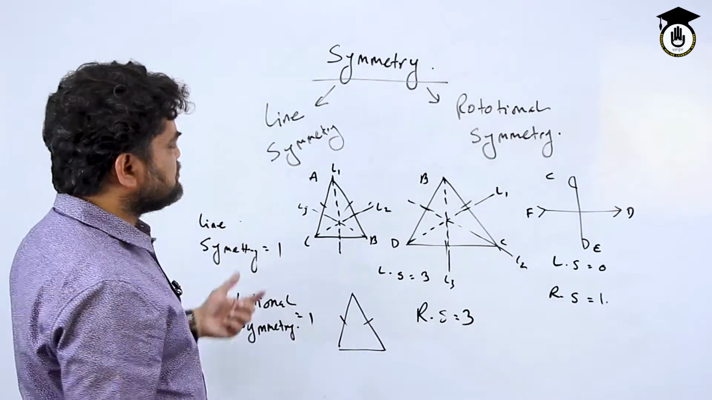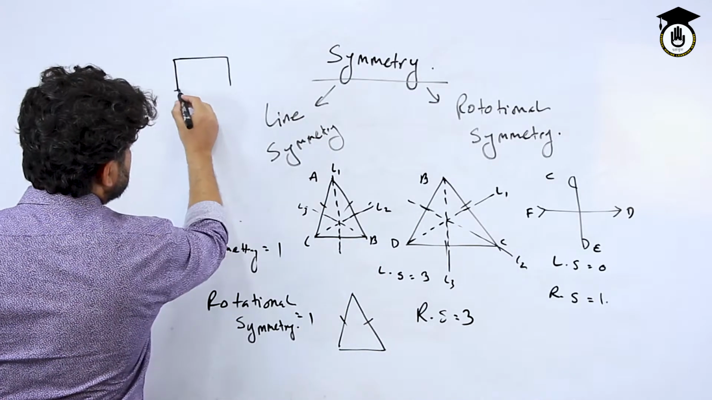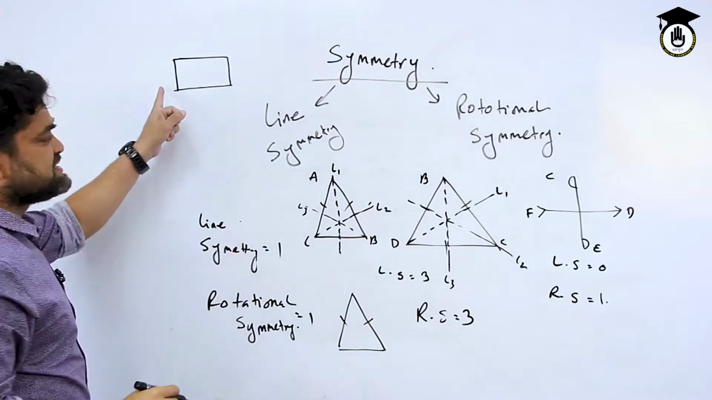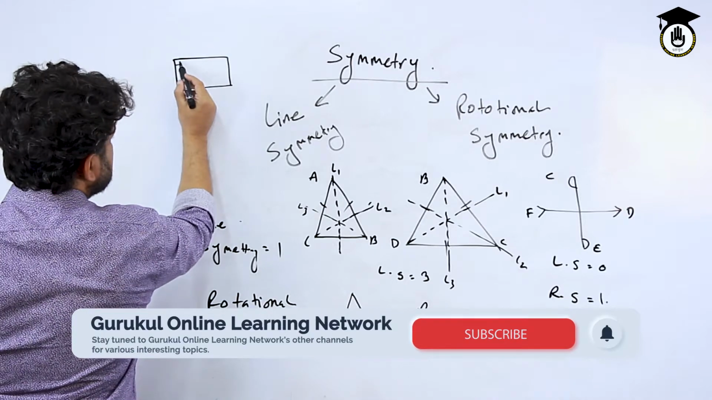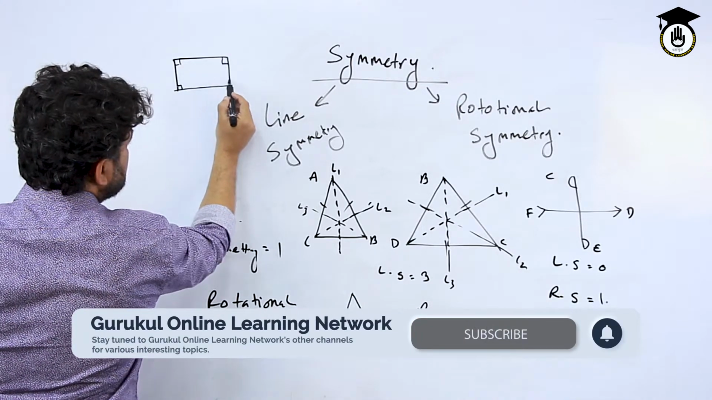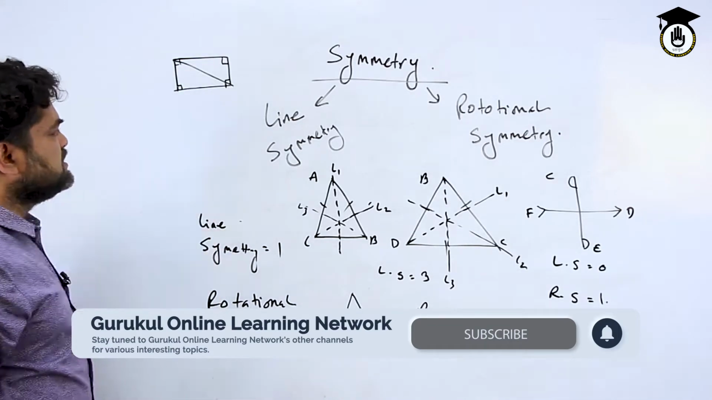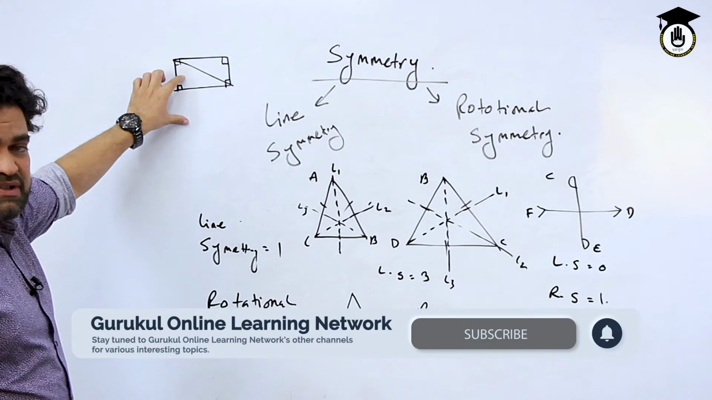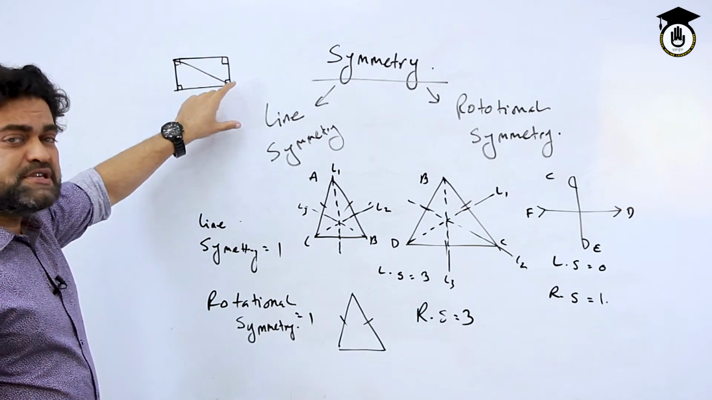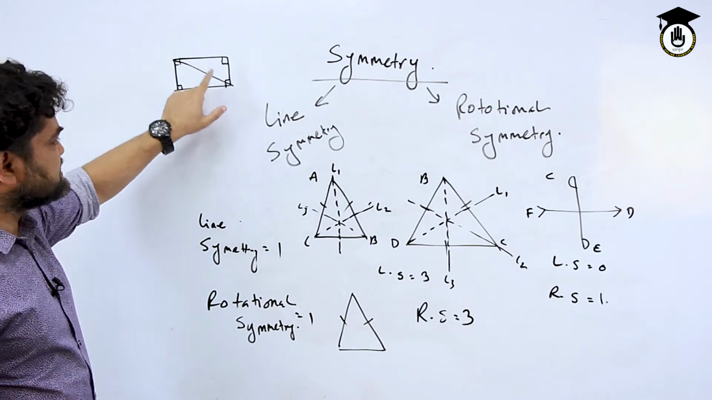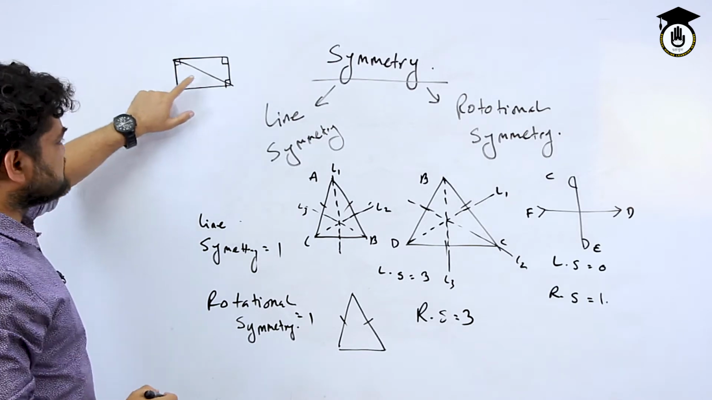Now let's look at another diagram. Suppose I draw a rectangle, where two opposite sides are equal and each angle is 90 degrees. This is the normal definition of a rectangle. And if you draw a diagonal, what is a diagonal? It means a straight line drawn between opposite vertices, the corner parts. The line which touches two opposite vertices is called the diagonal.